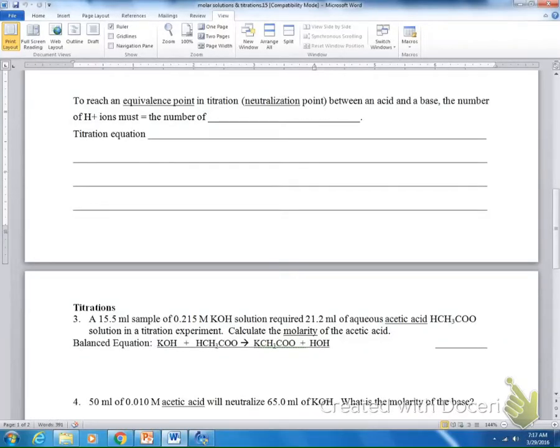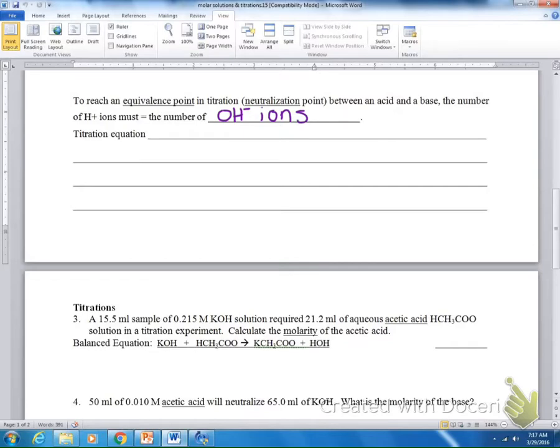Here's the second set of notes to finish out the notes on the front side of the molar solutions and titrations handout and practice problems. To reach an equivalence point in a titration, or the neutralization point, between an acid and a base, the number of hydrogen ions must equal the number of hydroxide ions.